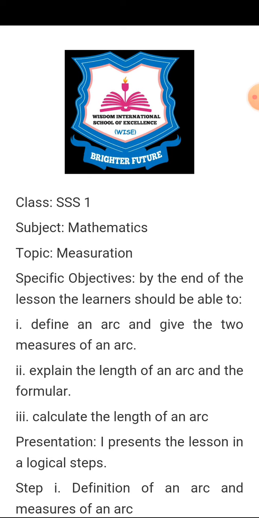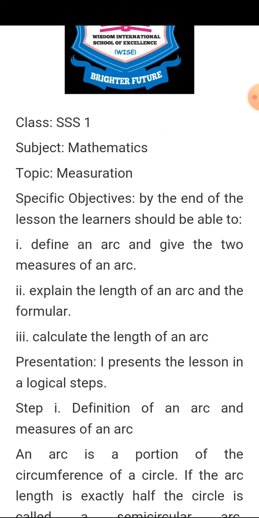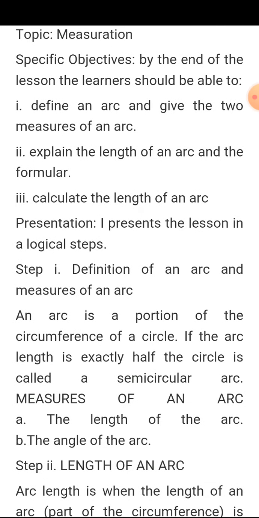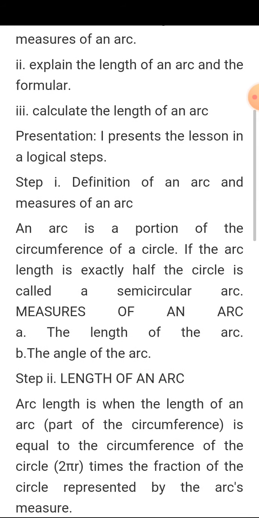Our class for today is SSS1, subject Mathematics, topic Mensuration. The objectives for today's lesson are: 1. Definition of an arc and the 2 measures of an arc. 2. How to explain the length of an arc and give the formula. 3. How to calculate the length of an arc.